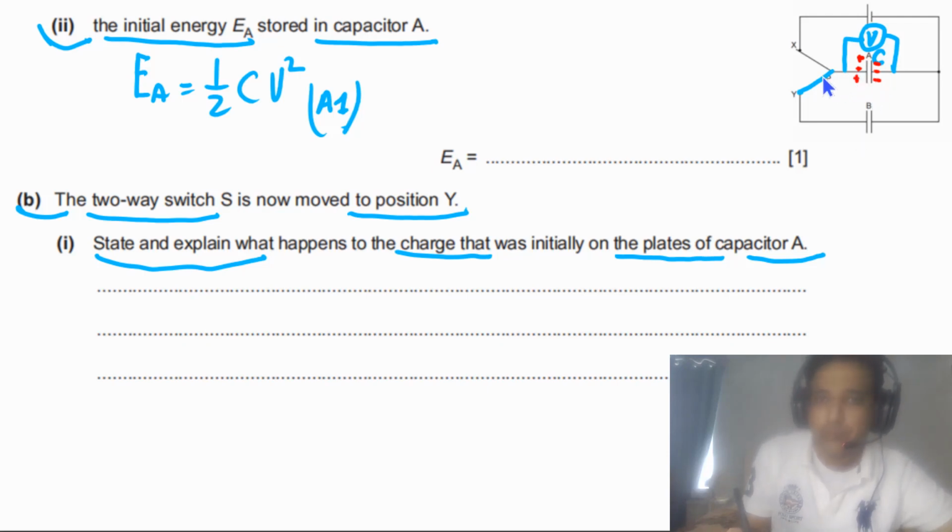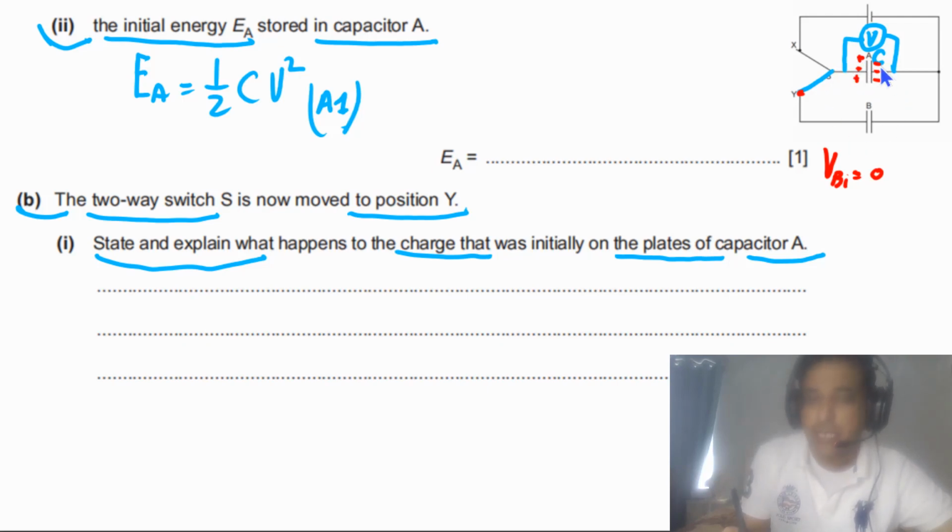So when we move the switch to position Y, charge from this capacitor will start flowing because the initial PD across B is equal to 0. So I will be writing VBI, this one is equal to 0. Initial PD across this one is 0. So there is a potential difference, so charge will start flowing from capacitor A to capacitor B.